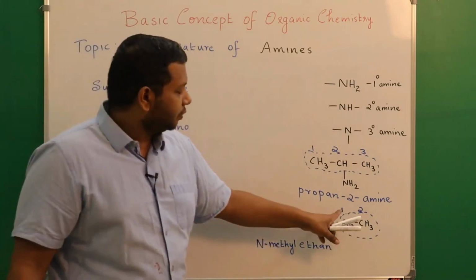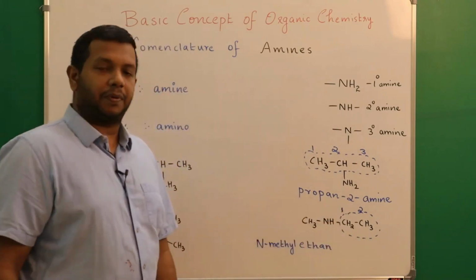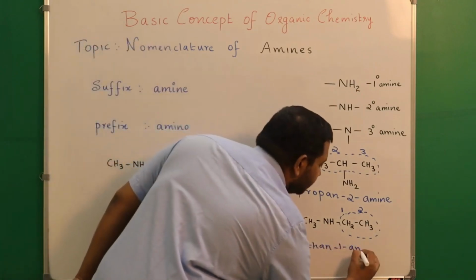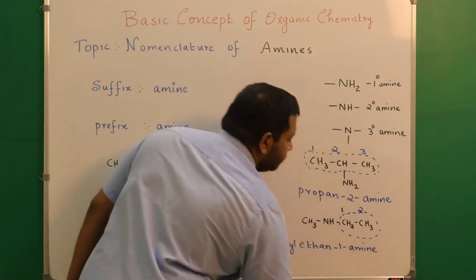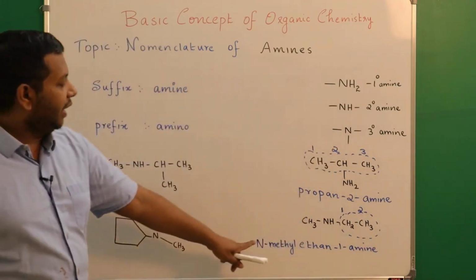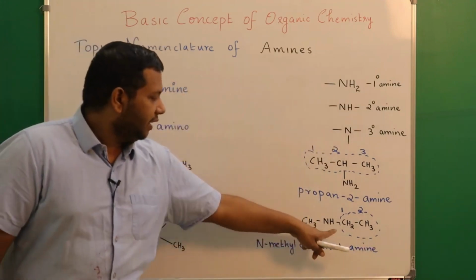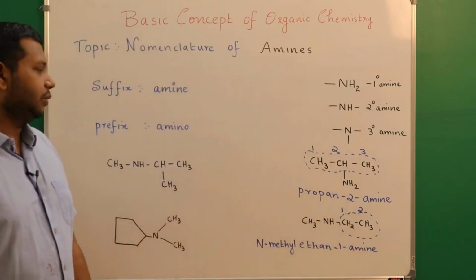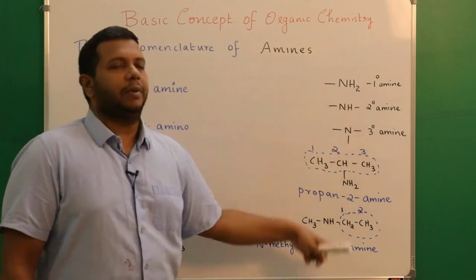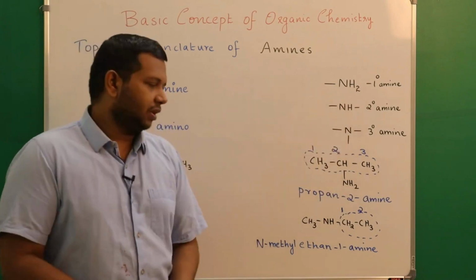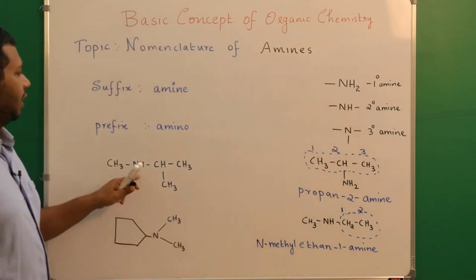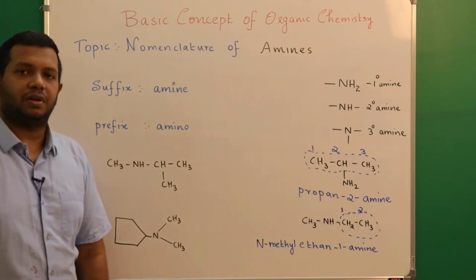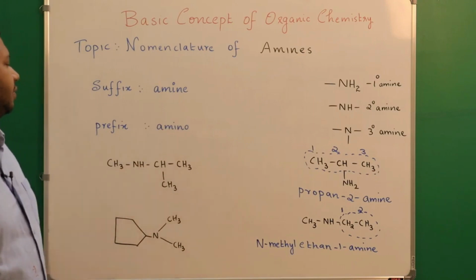And at first position you have the amine present. So 1 amine. Understood? So N-methyl ethane 1 amine. This should be the way you need to name the 2 degree amines. Understood? Now coming to another example of a 2 degree amine, because 2 degree amines always create confusion for students. That's the reason why I have given one more.